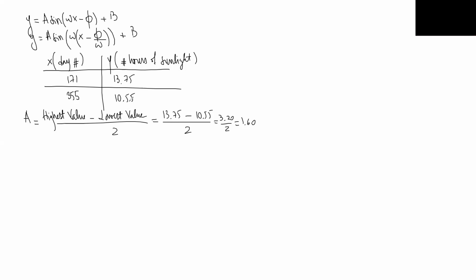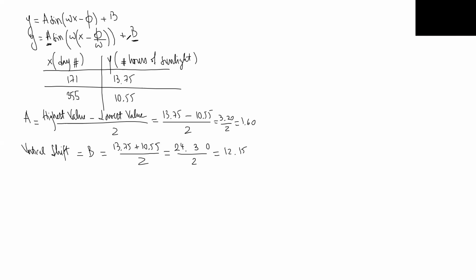With the highest value and the lowest value of our sinusoidal function, we can also find the vertical shift, which is B in our sinusoidal function. It is the average of the highest value and the lowest value. So it's going to be 13.75 plus 10.55, all divided by 2. If we add these numbers together, we get 24.30 divided by 2, so that's going to be 12.15. Okay, so so far we know A and we know B.